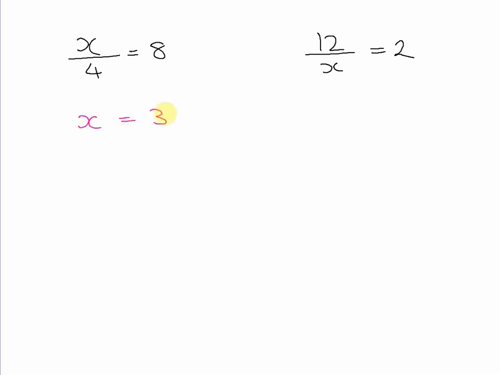Now, x is being divided by 4. The opposite or the inverse of dividing by 4 is timesing by 4. That's what you have to do to get rid of the divide. So you have to do it to both sides because we have an equation. So 8 times 4 is 32. I think it's just easier to look.